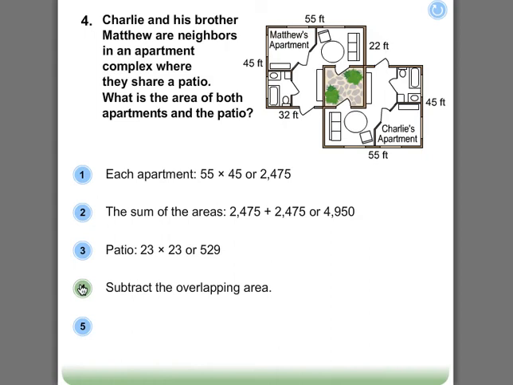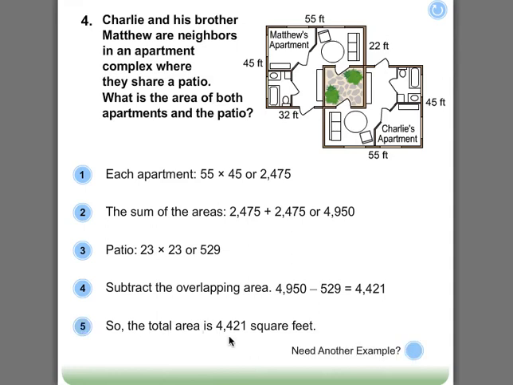So I take the overlapping area of 529 and I subtract it from 4,950 and I get a final answer of 4,421 square feet.